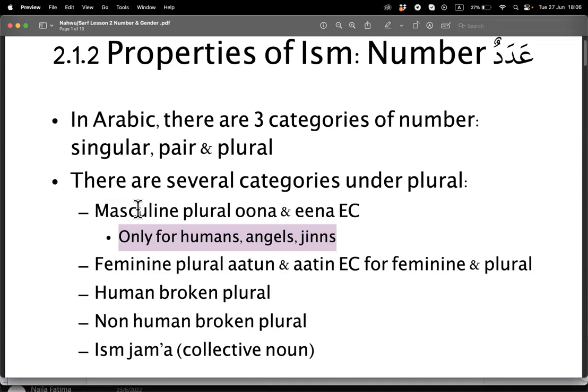Then for feminine plural, what's the ending combination? Feminine plural is tuna, tina. Muslimat, Muslimatin. Plural, right? Yes.